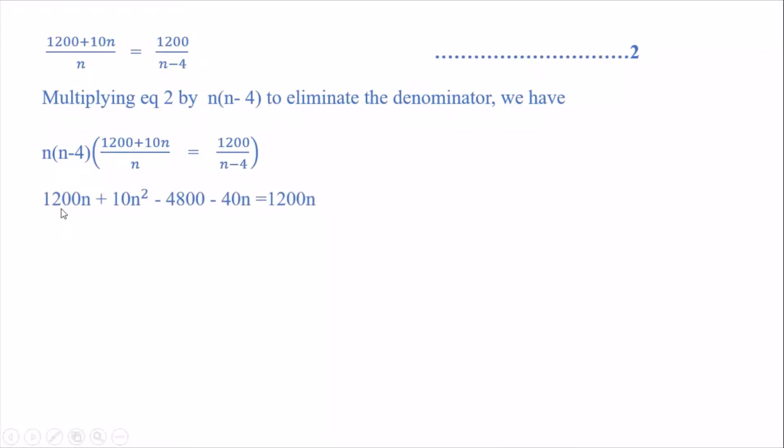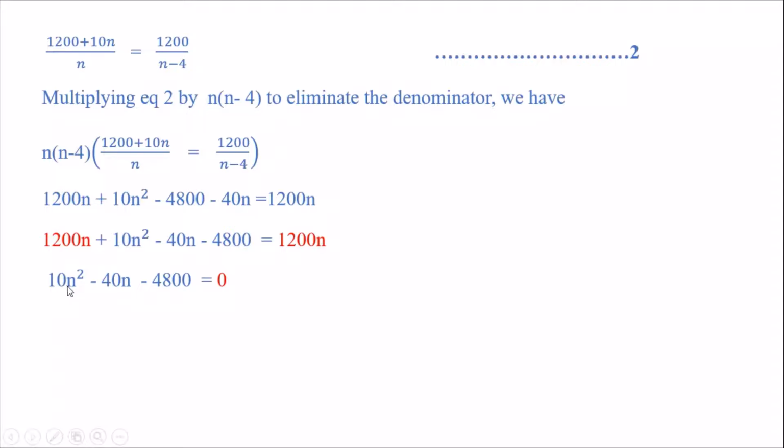Therefore, 1,200n plus 10n squared minus 4,800 minus 10n is equal to 1,200n. Since 1,200n is present on both sides of the equation, they cancel out each other. I mark this in red to mean that they are cancelled out. Therefore, we are left with 10n squared minus 40n minus 4,800 is equal to 0.